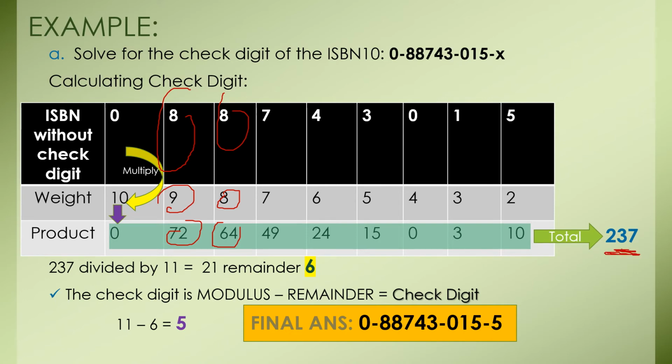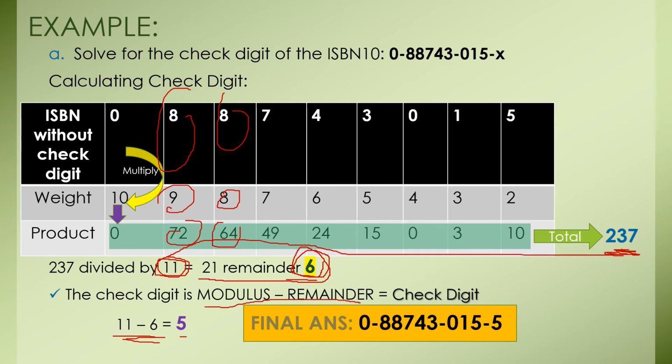Next, 237 is divided by 11, and we get the answer of 21, remainder 6. Again, 6 proceeds to our next process, which is 11 minus 6 equals 5, because it is the modulus minus the remainder. So our remainder is 6, so we subtract 6, and we get the check digit equals 5. Here's the final answer.